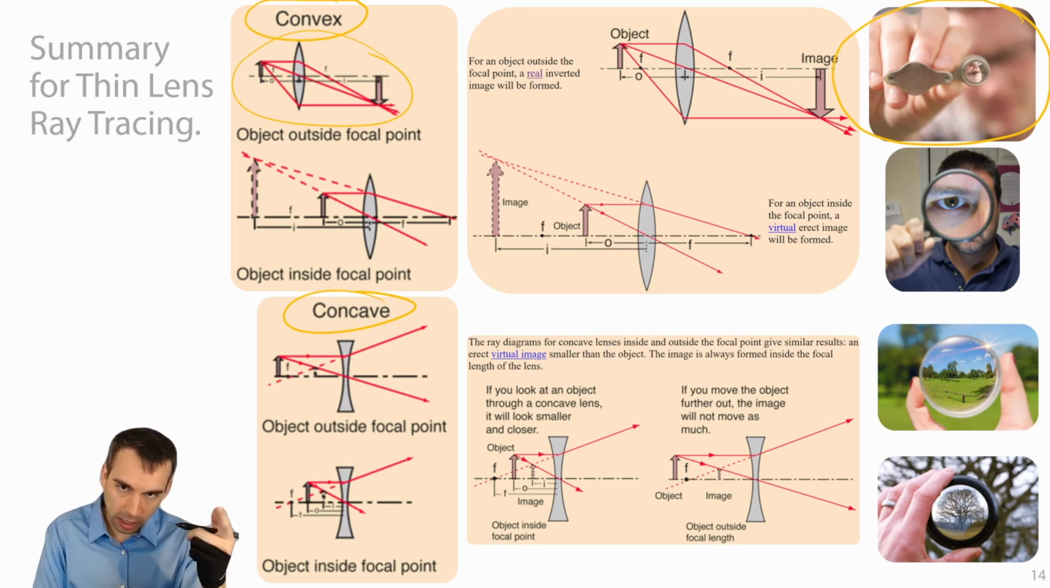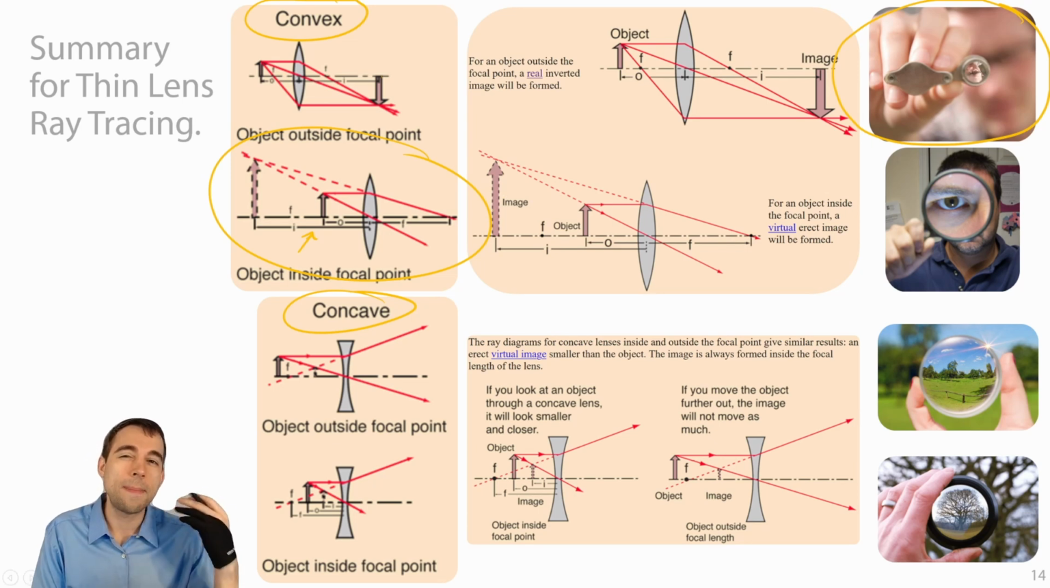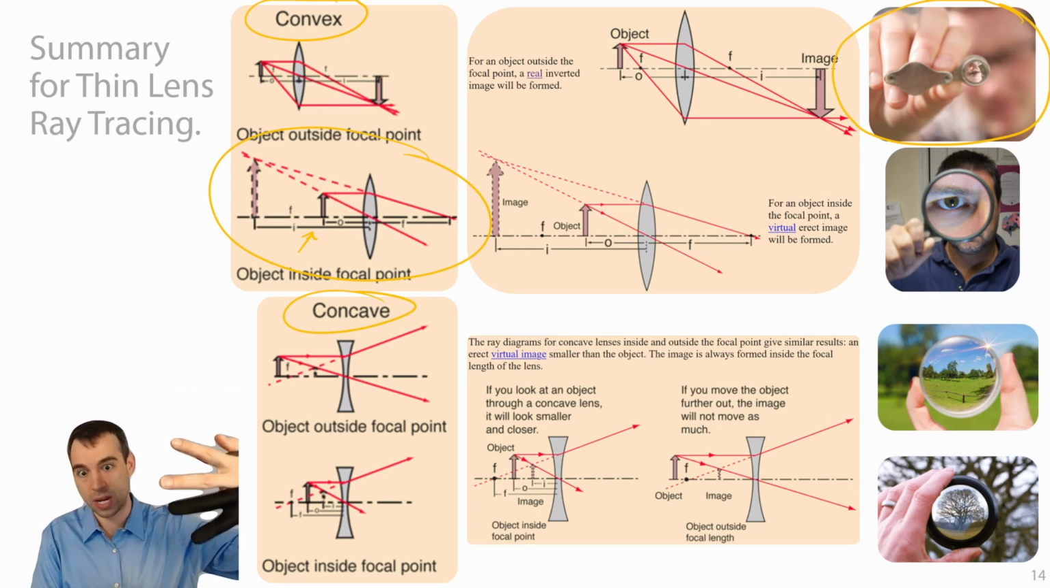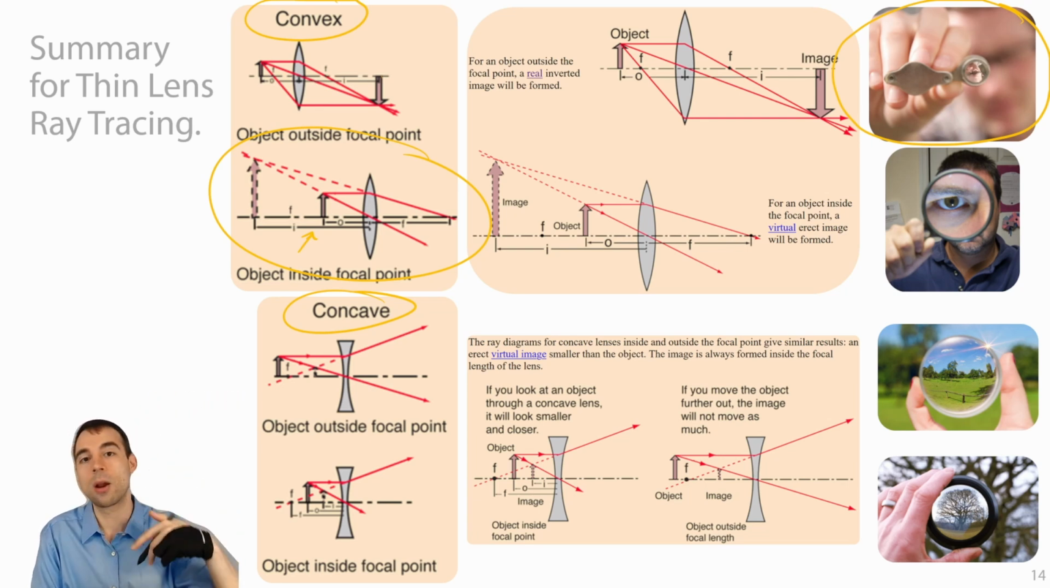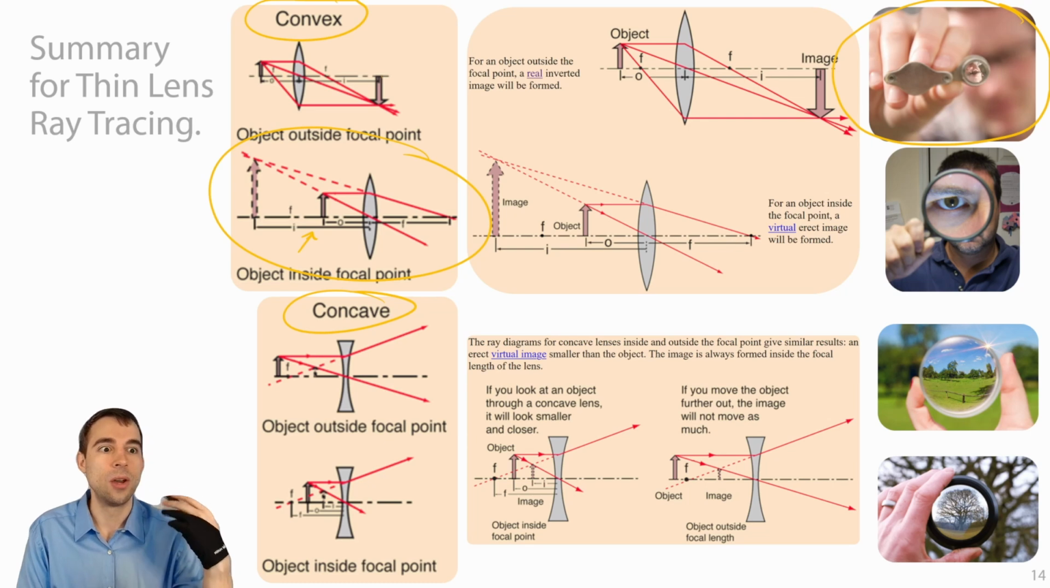Now, the tricky part is when you have an object in front of the focal point for a convex lens. That's like this second case right here. And when we trace out all those light rays, we see we form a virtual image on the same side as the object. And so what that means is that image cannot be projected onto a screen. If I put a screen where that image should appear, it would not pick up an image on that projection screen. However, the light rays coming from that virtual image could be picked up by another lens and rebent to form a real image.